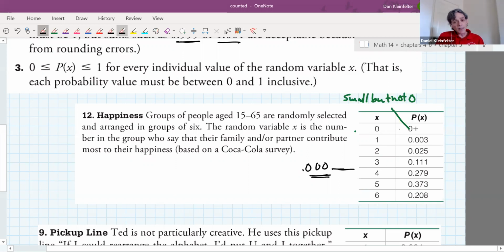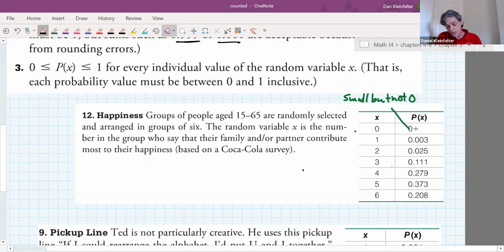So the probability that you go to a table and 4 people say that it's their family is going to be 0.279. So out of all the different tables of 6 people, what is the probability that X people give family as the most important thing for their happiness? That's what this probability is measuring.